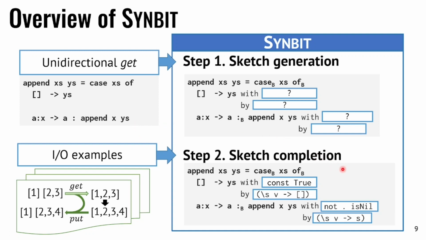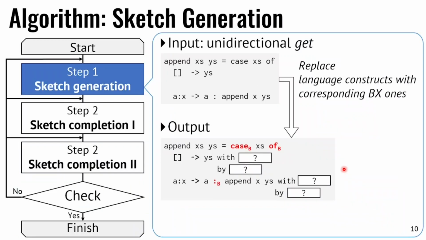And the next step is sketch completion. Synbit fills holes in the sketch and checks the behavior of the candidate program against I/O examples. If the candidate program is consistent with I/O examples, Synbit returns the program as the desired bidirectional program. Let us see more details.